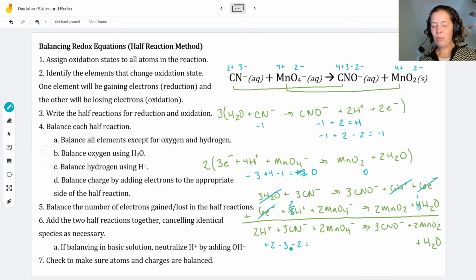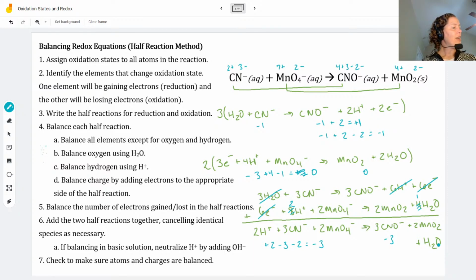This gives me -3. All right, and then over here I have 3 times -1 is -3. Oh, and these two are neutral. Okay, so here I was expecting more of a calculation on the product side, but it's actually quite easy. So again, my charges are not 0, but my charges are equal. My charges are balanced. So now what I've got here is a balanced redox equation.